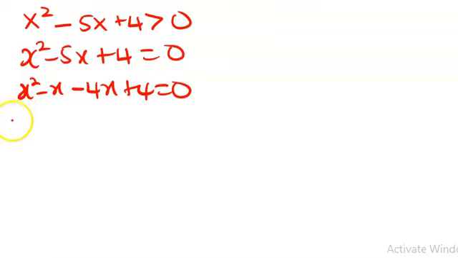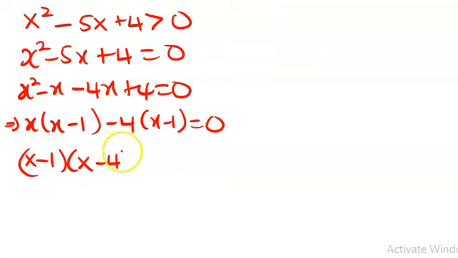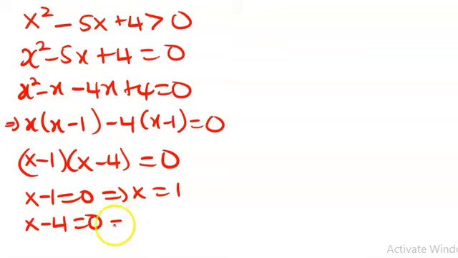Then we use the method of grouping, which gives x(x minus 1) minus 4(x minus 1) is equal to 0. So x minus 1 and then x minus 4 is equal to 0. x minus 1 is equal to 0 implies that x is equal to 1, and x minus 4 is equal to 0 implies that x is equal to 4. Okay, now these are the end points.